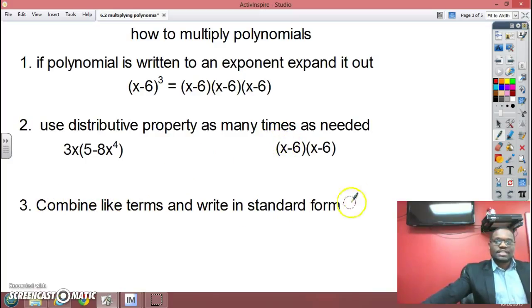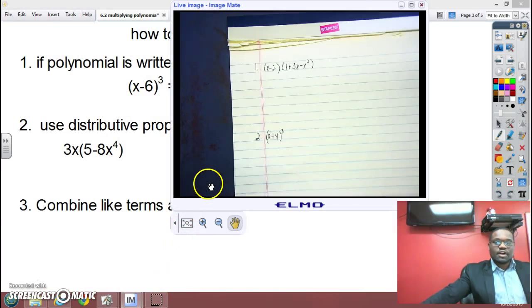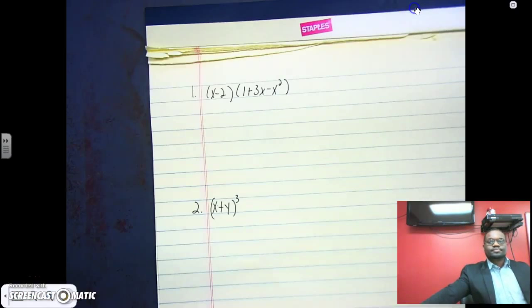Combine like terms and write in standard form. Standard form is simply biggest exponent to the left going down to the smallest, what's called descending order. Enough of that. Let's actually work some examples. The rest of the video I'll be working examples.